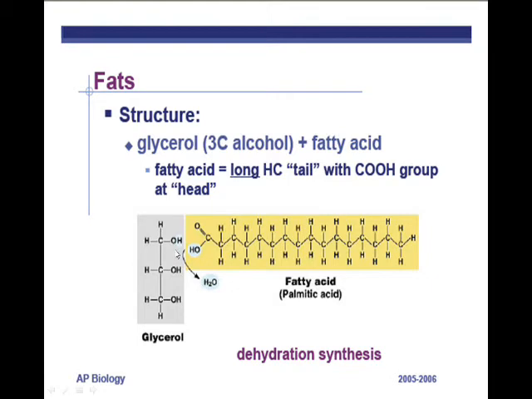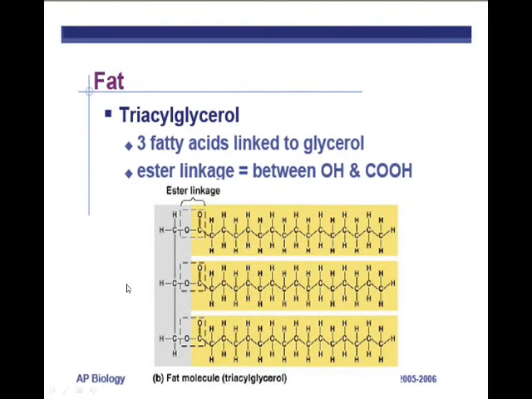I can remove a water molecule and hook that fatty acid chain onto one of the carbons here on this glycerol. And notice there's a couple other carbons that I could add fatty acid chains to. And we're going to use that dehydration synthesis, pull out the water and make a bond. Fats are called triacylglycerols. There's tri for 3. There's 3 fatty acid chains attached to that glycerol molecule. And there's a linkage, this is called an ester linkage, that holds those fatty acids to the glycerol backbone.